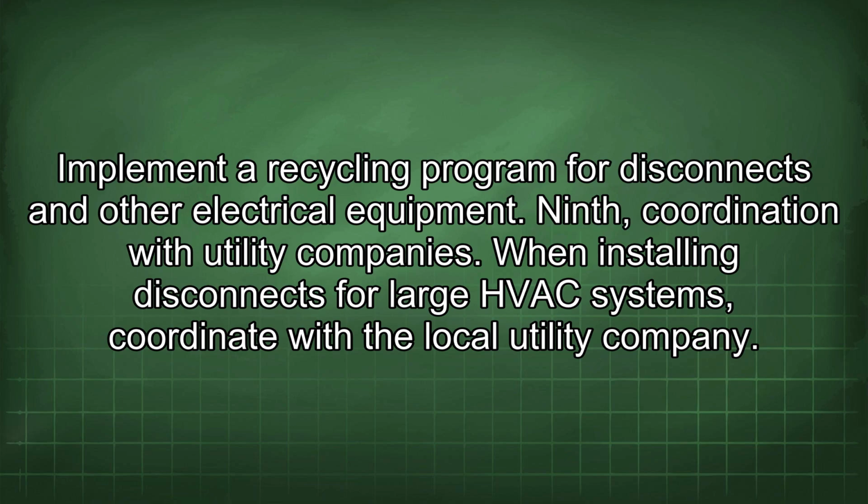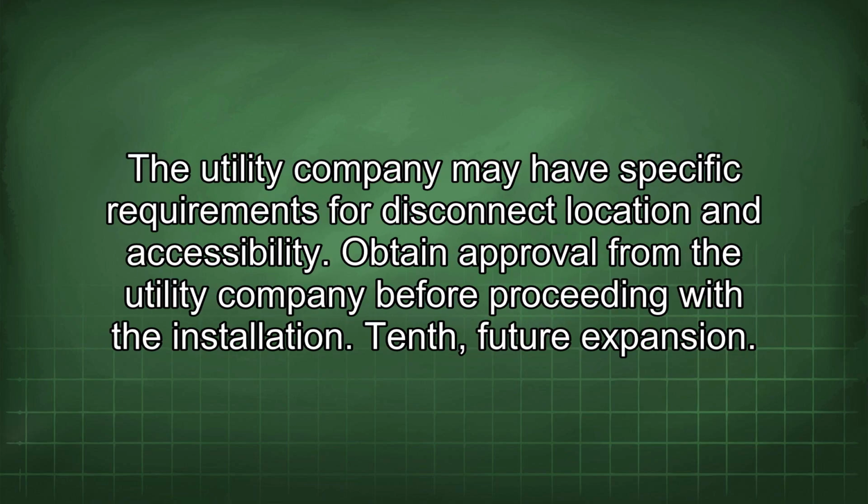Ninth, coordination with utility companies. When installing disconnects for large HVAC systems, coordinate with the local utility company. The utility company may have specific requirements for disconnect location and accessibility. Obtain approval from the utility company before proceeding with the installation.